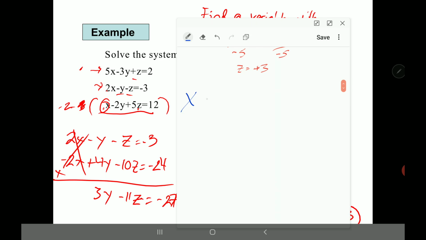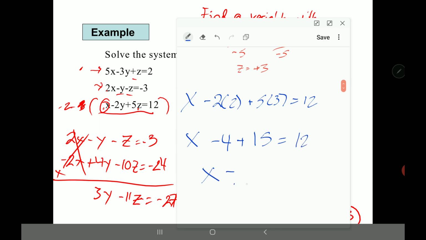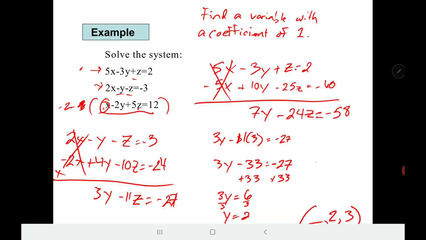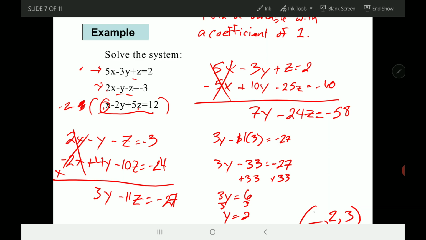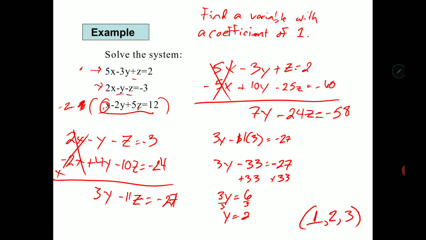So x minus 2 times 2 plus 5 times 3 equals 12. x minus 4 plus 15 equals 12. x plus 11 equals 12. Yep. Subtract 11. x equals 1. So, there it is. x equals 1. 1, 2, 3 is your answer.